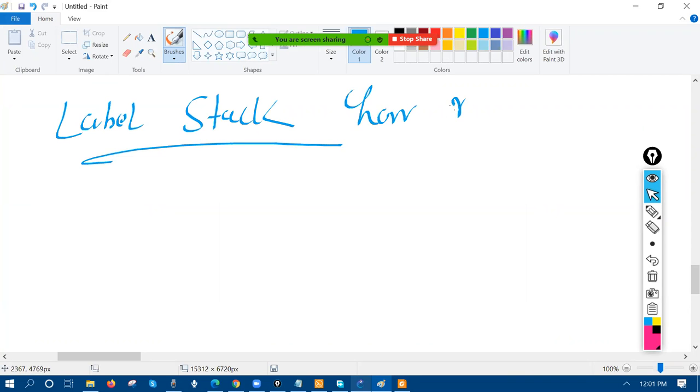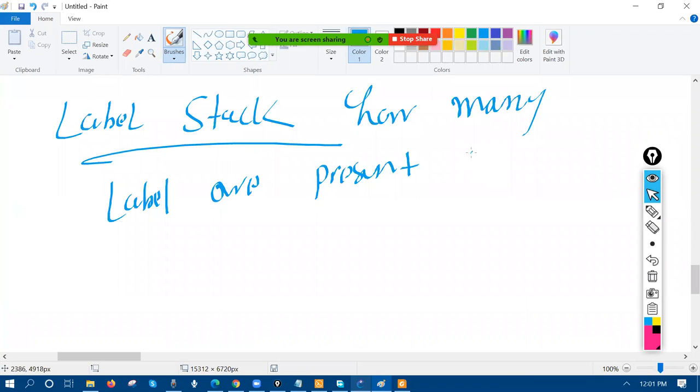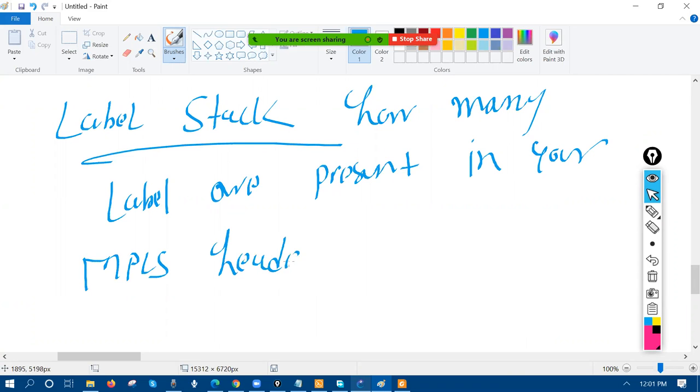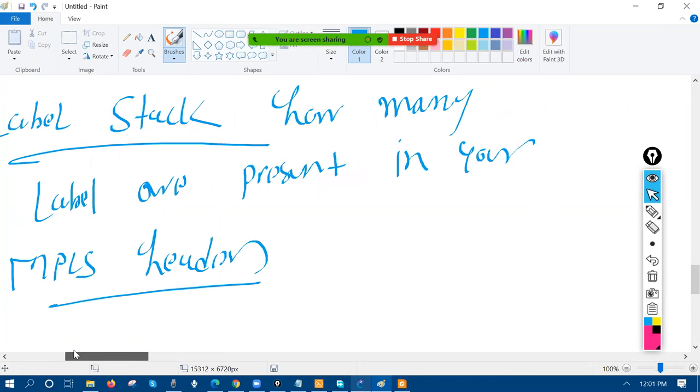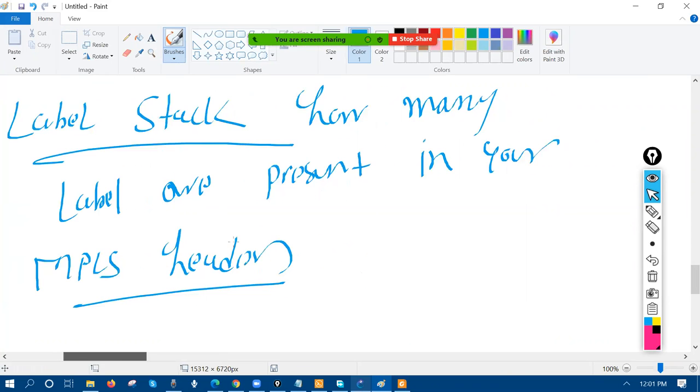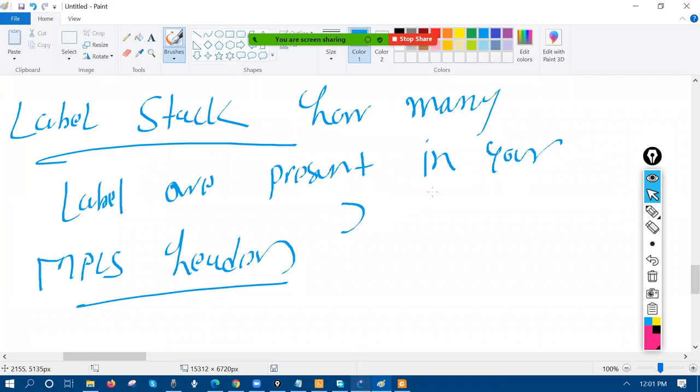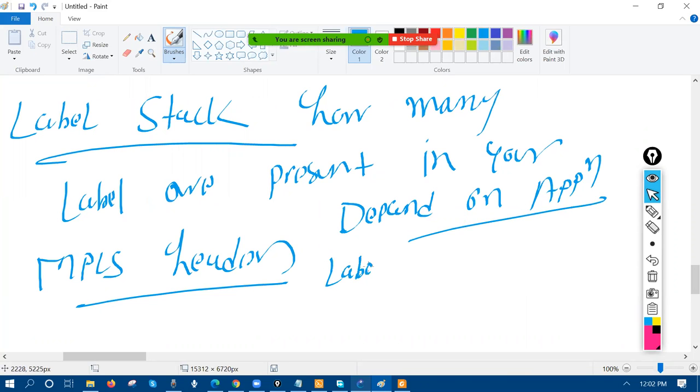Label stack is just going to tell you how many labels are present in your MPLS header. Right? How many labels are present in your MPLS header depends on the application. Depending on the application, the label stack will be modified.